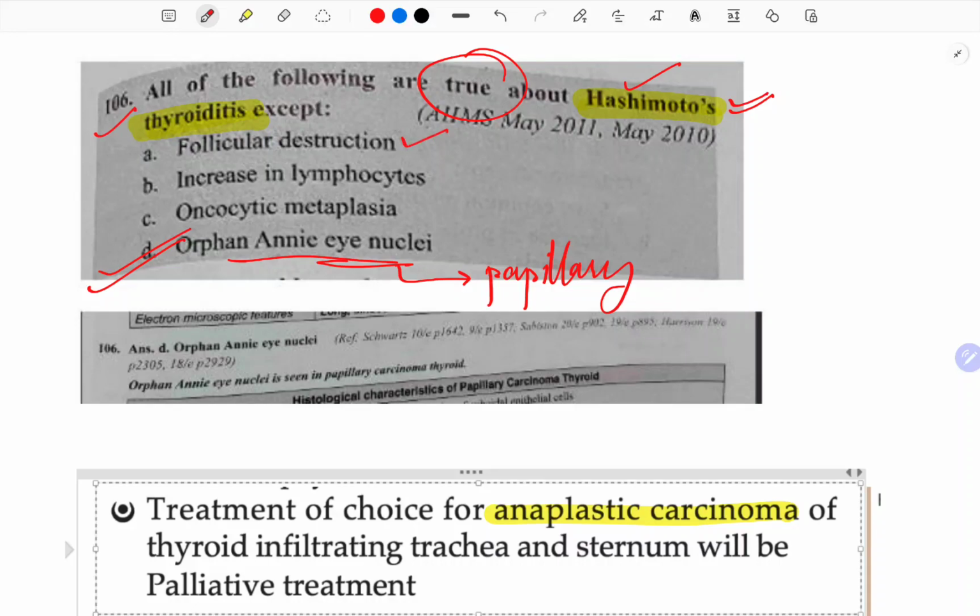We can see follicular destruction because autoantibodies are formed against it. There is an increase in the lymphocytes, it is a thyroiditis, so inflammation will definitely be present, and oncocytic metaplasia can be seen, but orphan Annie eye nuclei will not be seen.